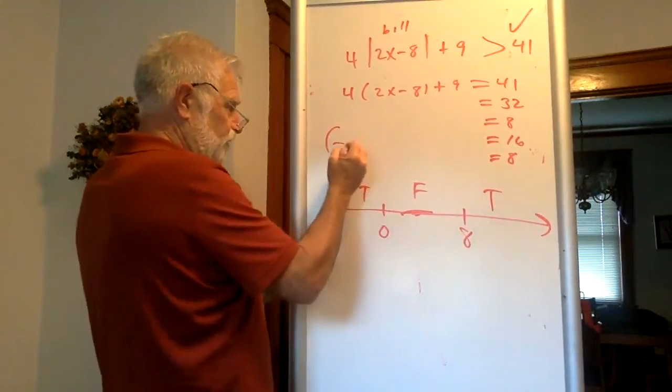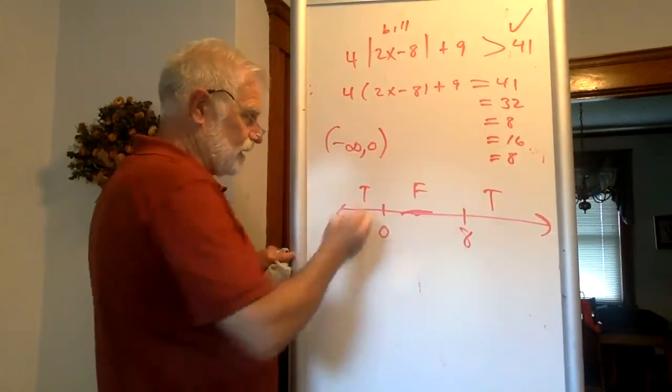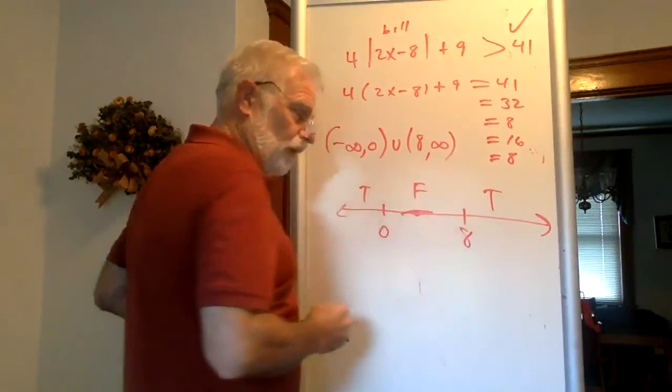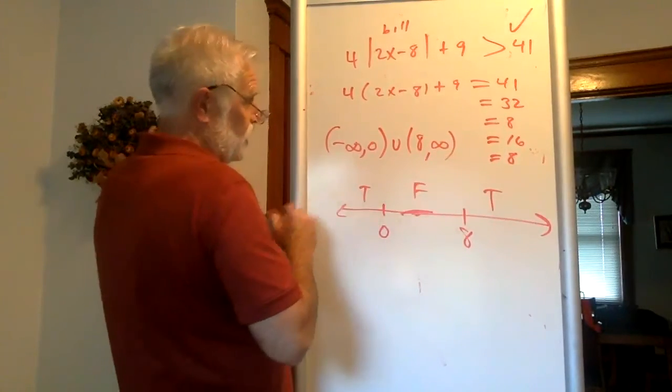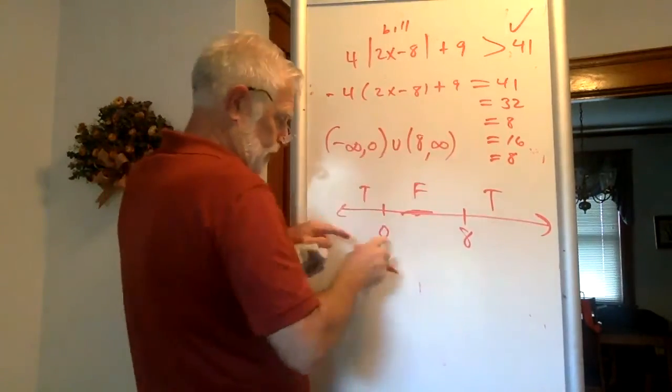So I've got negative infinity to 0. It doesn't say equal, so it's not a bracket. Union 8 to infinity. Again, I hope this is all review. All right, now to find that 0, you could have done 8 minus 4, right? And then solve that. You would have got the 0.